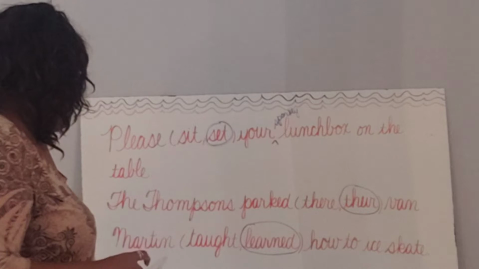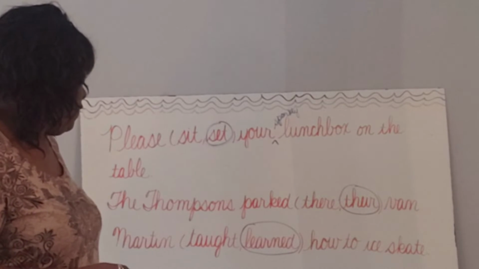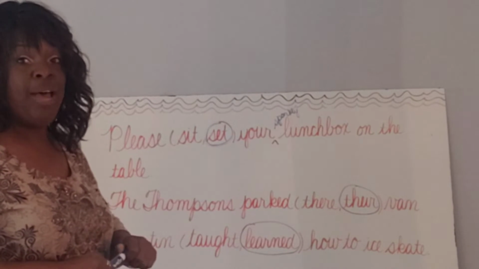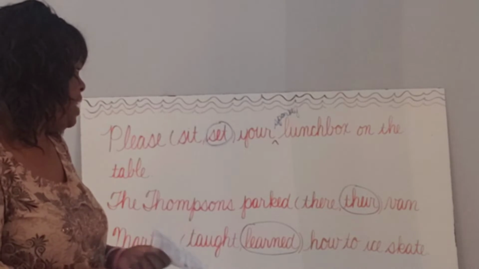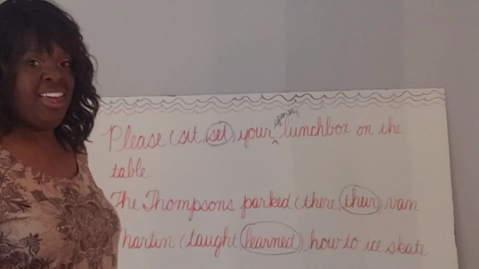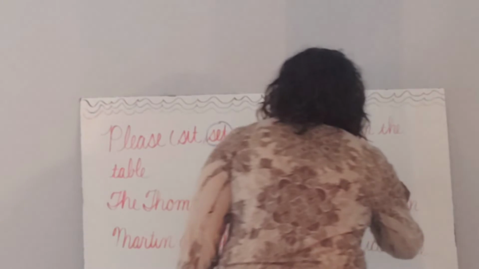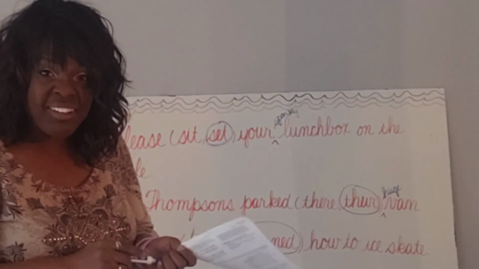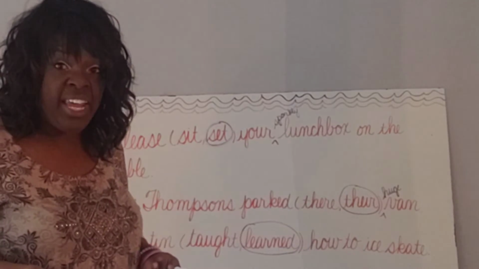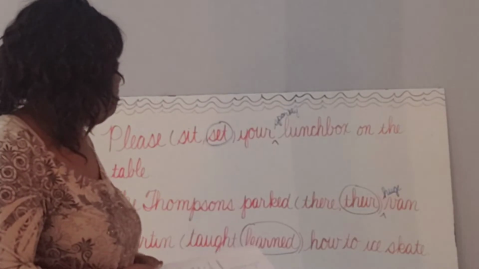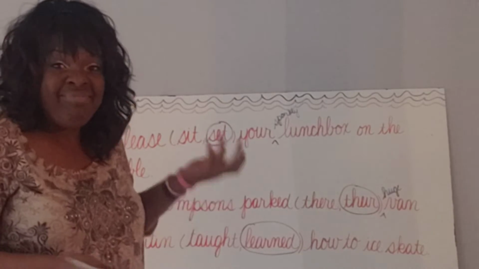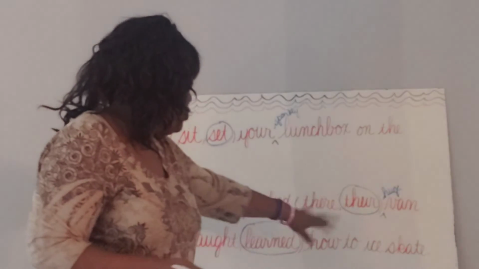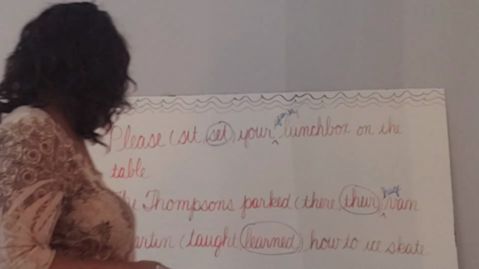Good. What about the next one? The Thompsons parked their van. The Thompsons parked, what could we say? Their huge van. We could put their huge van. Their old van, their white van, their ugly van, whatever adjective to describe van that we could put.